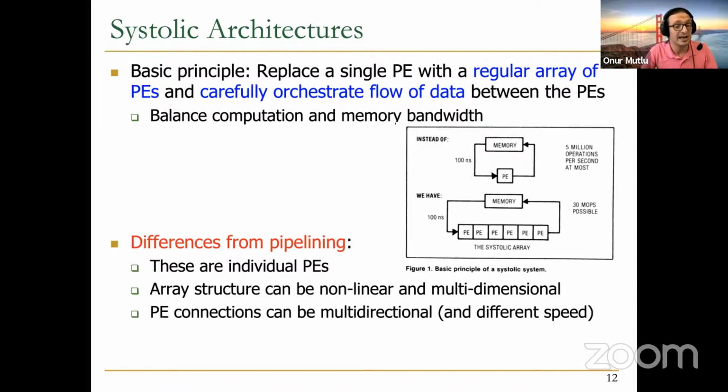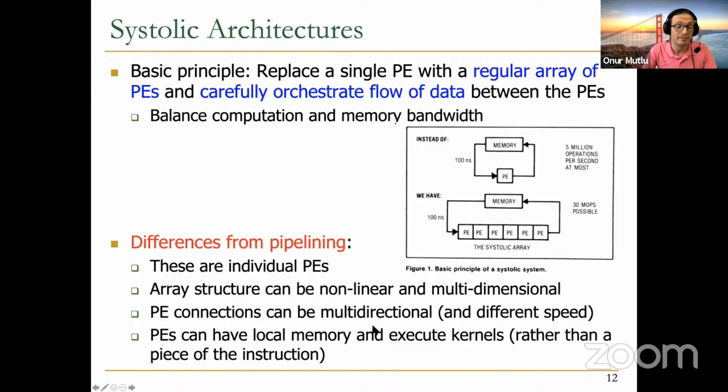And processing element connections can be multi-directional and different speeds, because it basically all stems from the fact that these are individual processing elements and they can communicate with each other, as opposed to a pipeline that's designed carefully to really break the instruction processing into multiple cycles. Processing elements can have local memory and execute kernels, basically, rather than a piece of the instruction. And we will see that. Initially, when they were proposed, it was not like that.